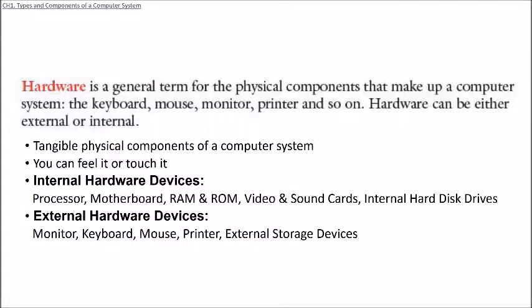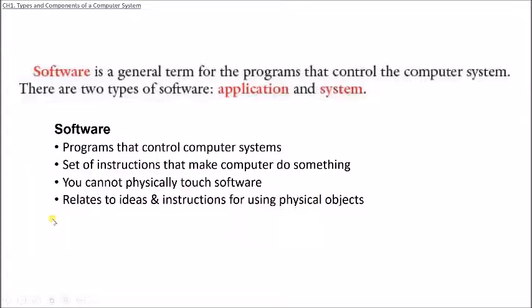Now, what is hardware? Hardware is the general term for the physical components that make up a computer system, like keyboard, mouse, monitor, printer, and so on. You can find many hardware equipments in your computer system, whether external or internal components. So we can say that the hardware is the tangible physical components of our computer system. We can feel it or touch it. Also, we can say it is internal and external devices.